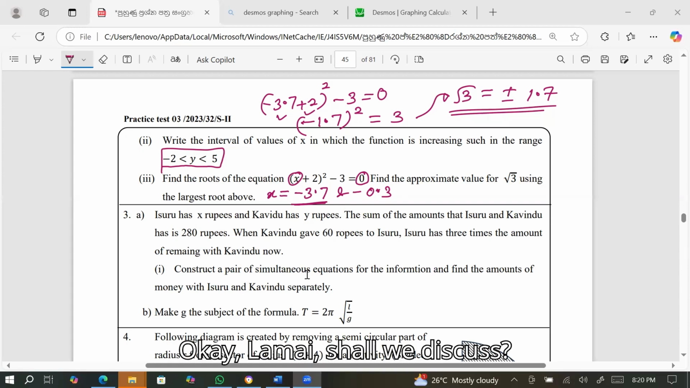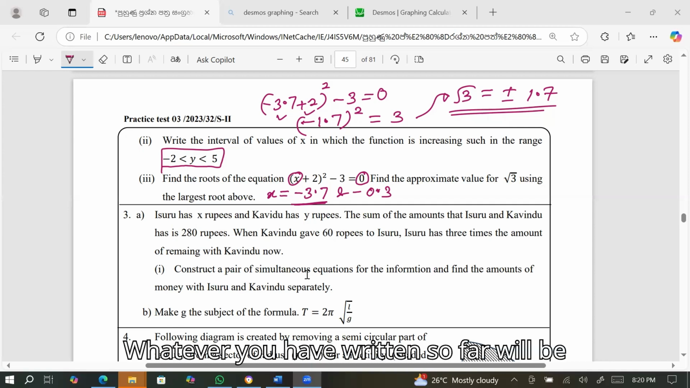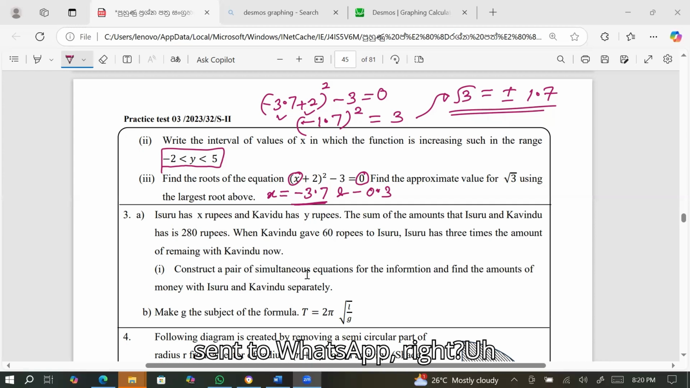Okay kids, shall we discuss? Whatever you have written so far will be sent to WhatsApp, right? It's okay if you haven't completed the answer, you can send what you have written so far. Okay, we will discuss the question.